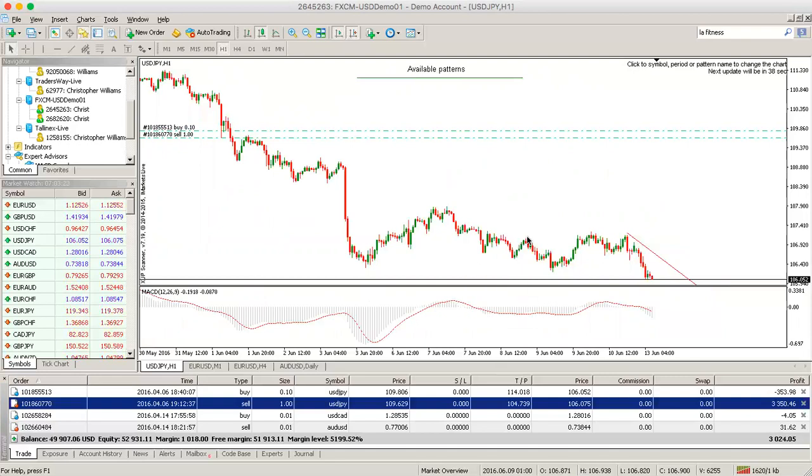Also look for triple tops and triple bottoms for more confirmation. I'm so sorry, excuse me.